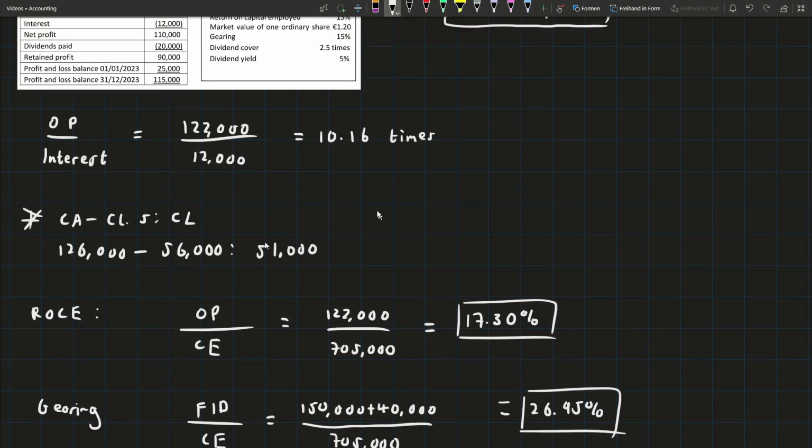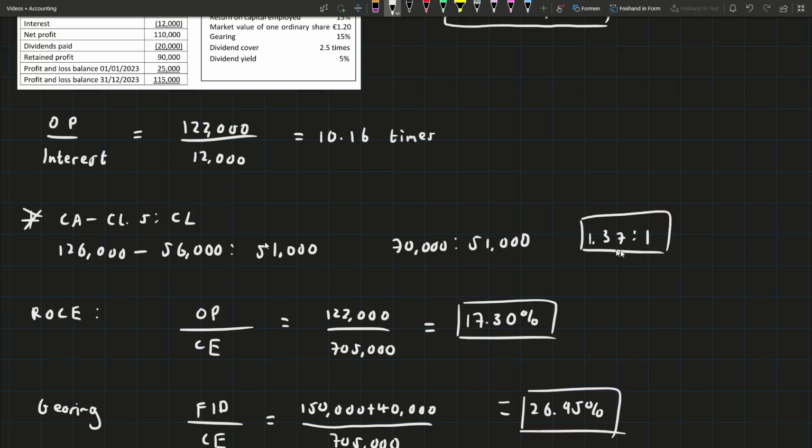So if we simplify this one, 126,000 minus 56,000 is 70,000 is to 51,000. That's kind of like an equation. We can divide both sides by whatever we want. We usually want the one on the left to be the bigger number, always. So we'll divide both sides by 51,000. So 70,000 over 51,000 is 1.37 is to 1. Divide this side by 51,000, you get 1. Divide this side, you get 1.37.